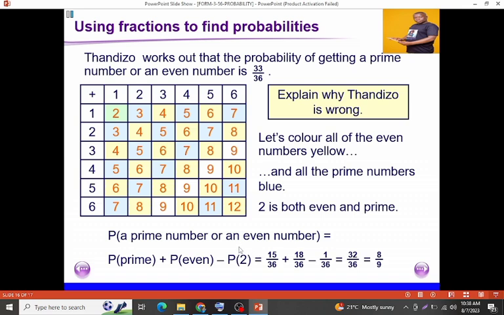Thank you very much. We come to the end of today's lesson, in which we were looking at the concepts used in probability and how probabilities can be worked out in different situations. The topic continues in the next lesson.